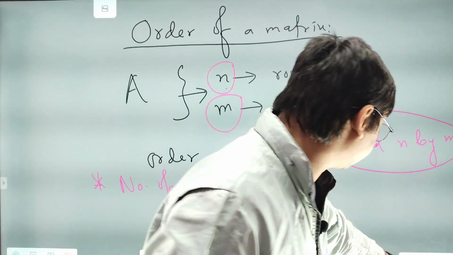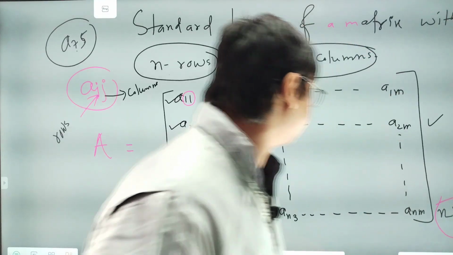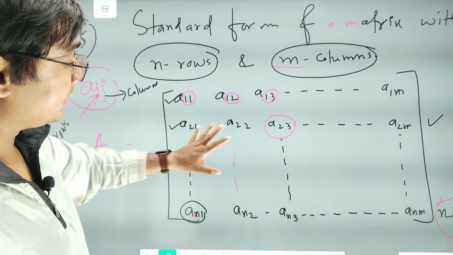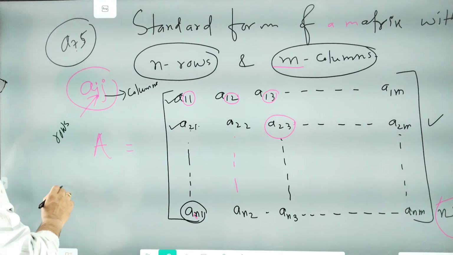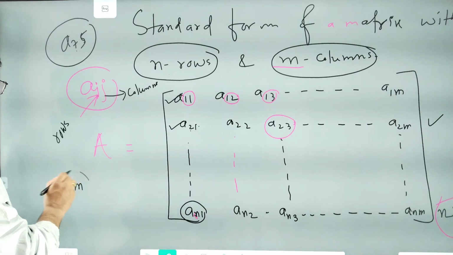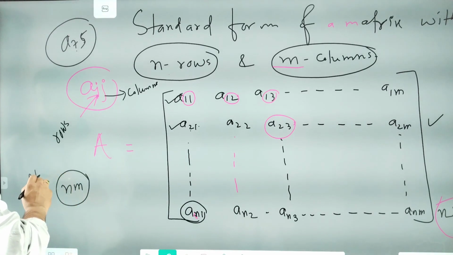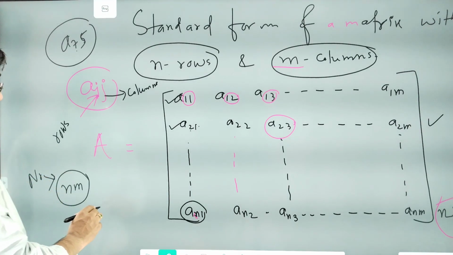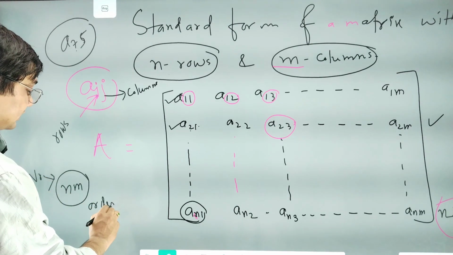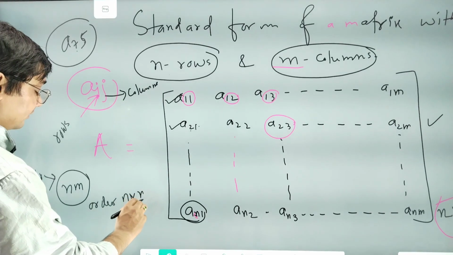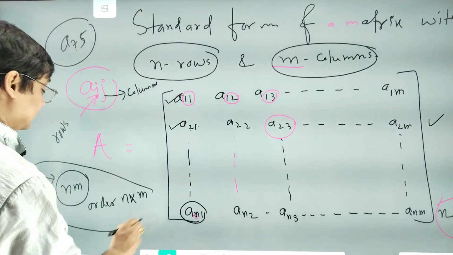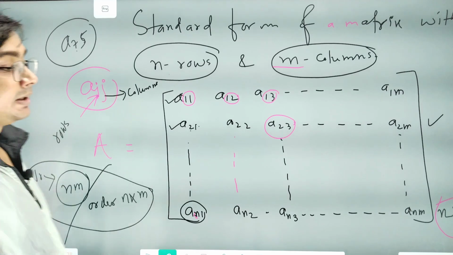Yes, that means for this general matrix, how many elements are there? The number of elements will be nm. This is the number of elements. And what will be the order of this matrix? The order of the matrix will be n by m. Yes. So just remember these 2 things.